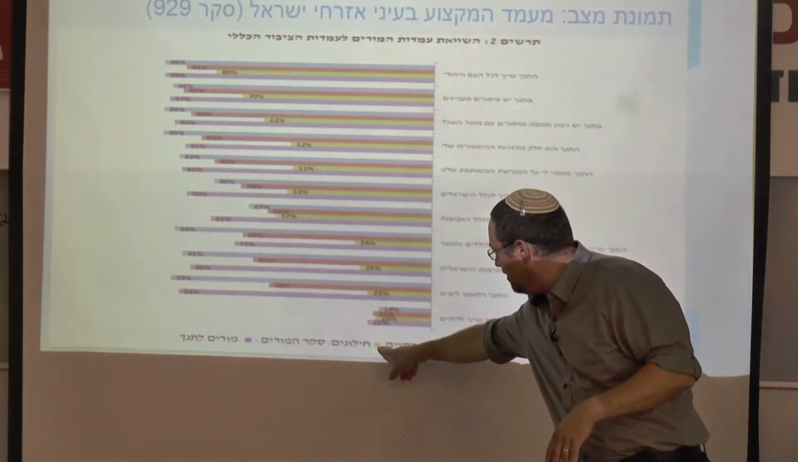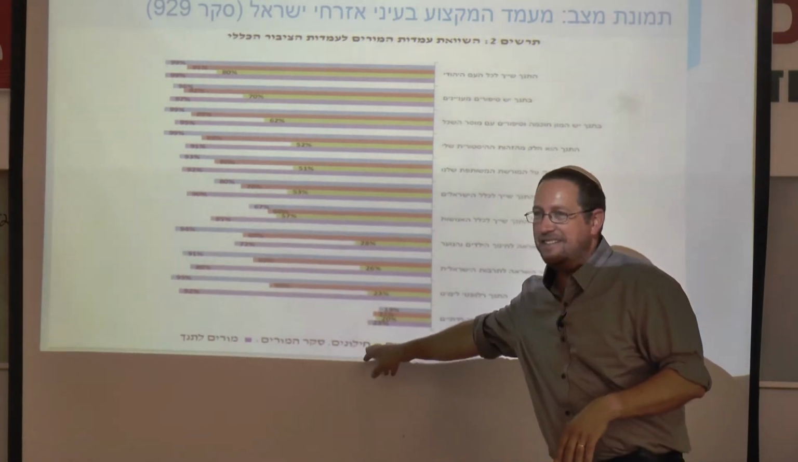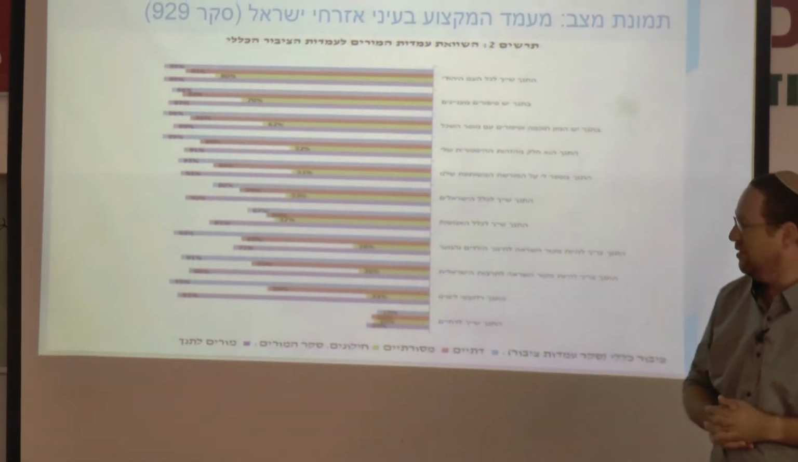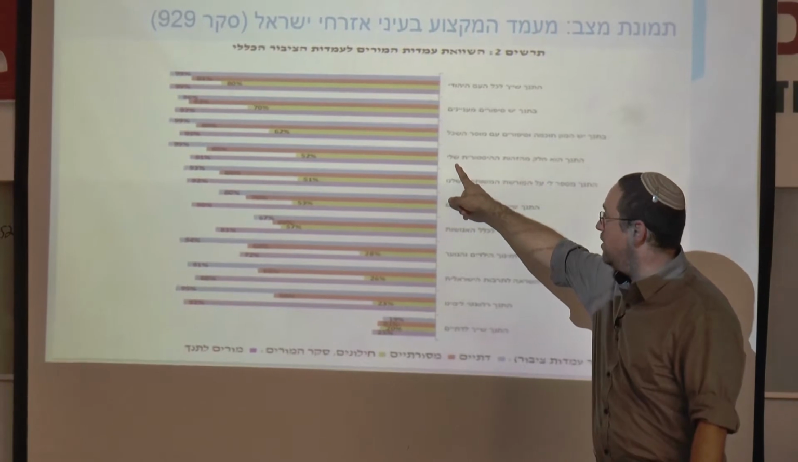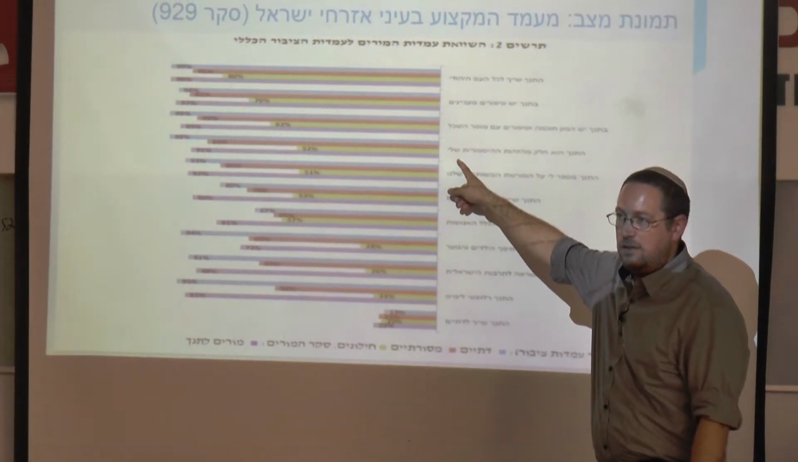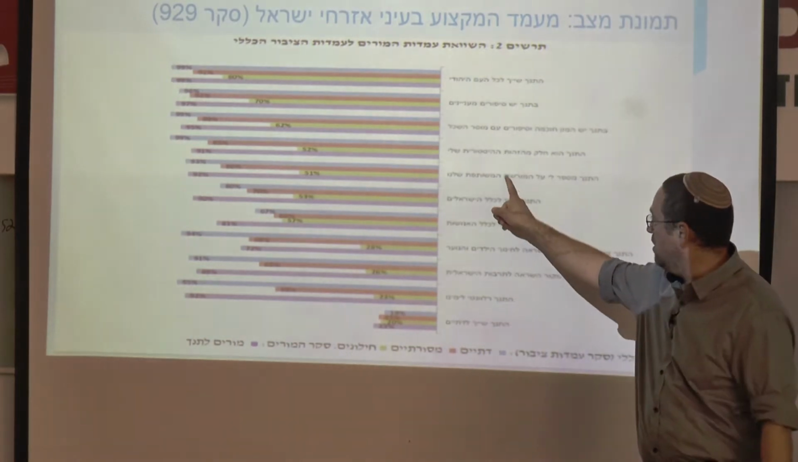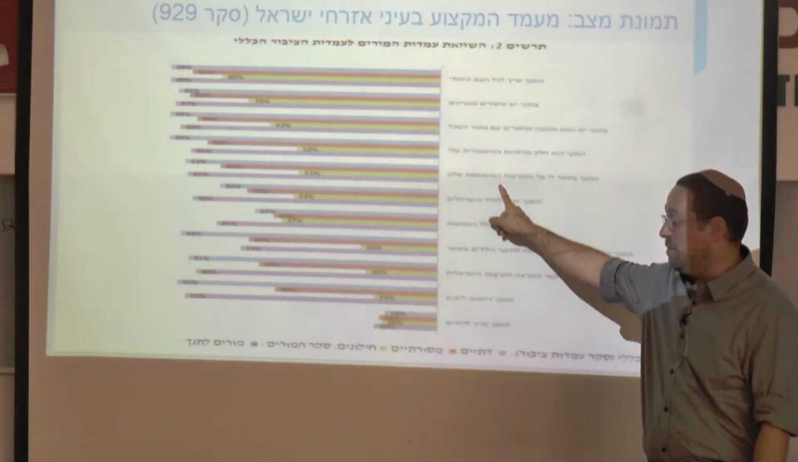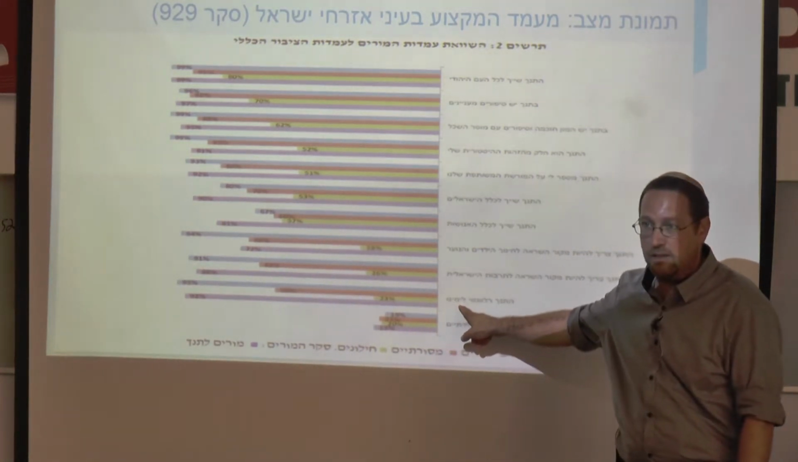This is a survey done 2 years ago by 929, and you can just see, I'm colorblind, but I think this is yellow or green, whatever. This color, let's say yellow, is the Chilonim, the secular people of Israel. Now, 50% of them feel that the Tanakh is part of their historic identity. 50% feel it's not. 50% feel that it's part of the heritage, and 50% feel it's not. Only 23% feel that it's relevant for anything.